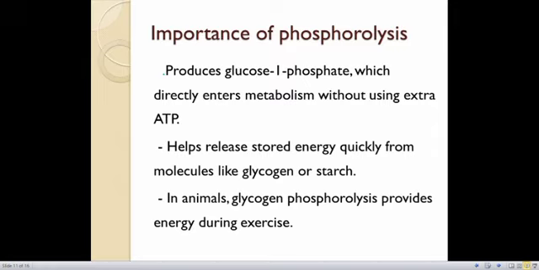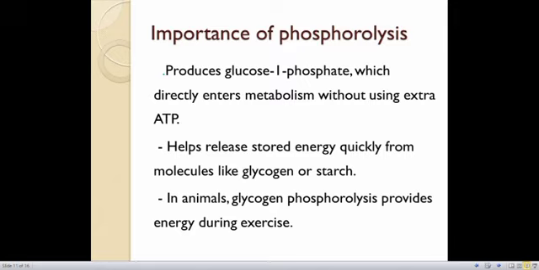Now we will discuss the importance of phosphorylasis. Why phosphorylasis is important for living organisms. The first point is that it produces glucose 1-phosphate which directly enters metabolism without using extra ATP. Means we had already discussed that this is an energy efficient process because it produces glucose 1-phosphate which readily converts into glucose 6-phosphate and it generates ATP.